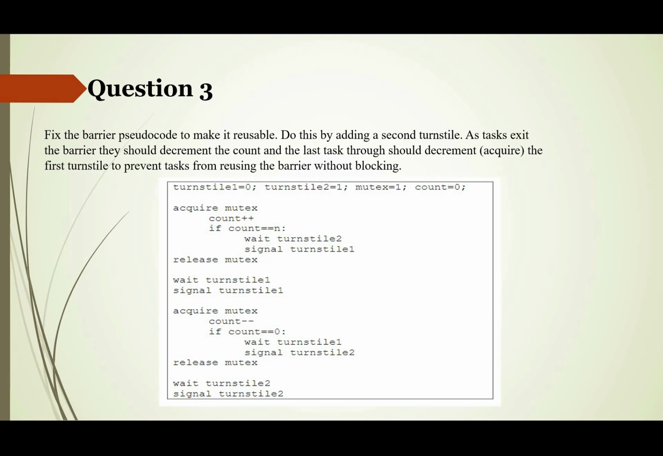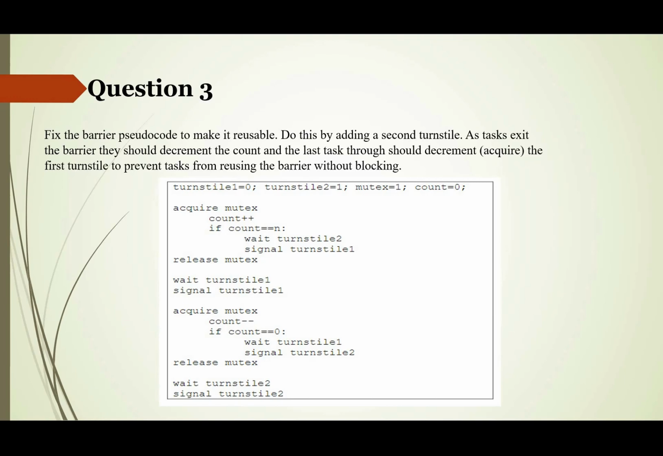So what we need is another block of the turnstile, another block of code, similar to what we had in the previous non-reusable turnstile code. However, in this case, we are going to use two turnstiles. Turnstile 1 is initialized with 0 and turnstile 2 is initialized with 1. So in this case, whenever the count is equal to n, we do the same thing. We signal turnstile 1, but on the other hand, we wait on turnstile 2. In the second part of the code, we have the same thing, but the other way around, right?